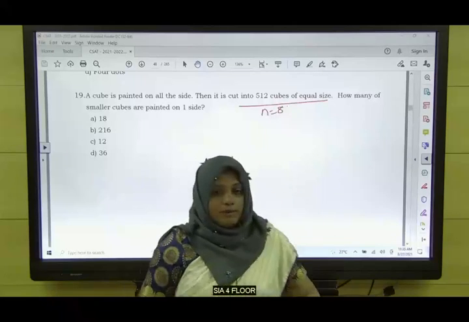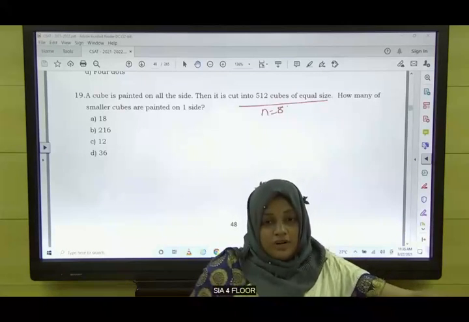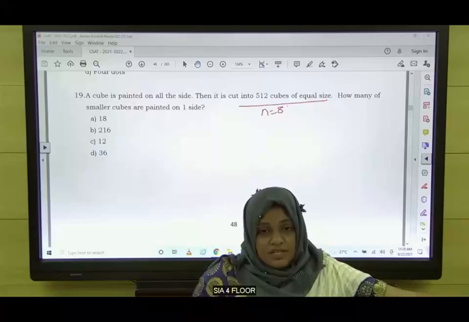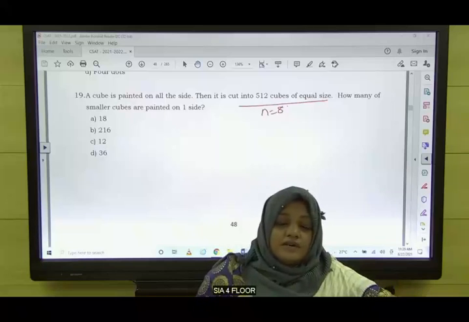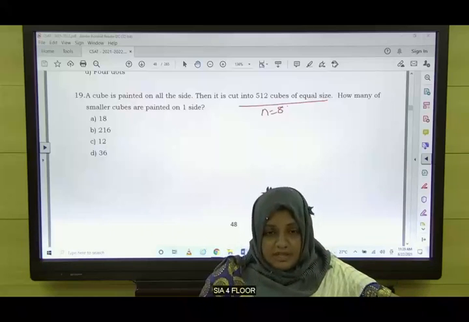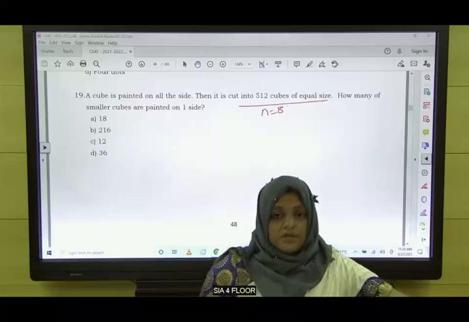Sometimes they give the cube number. So if they give 64, we have to take n as 4. If they give 729, then n is equal to 9. Like that we have to take. Okay.